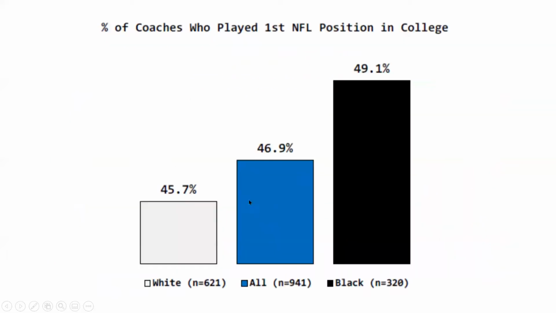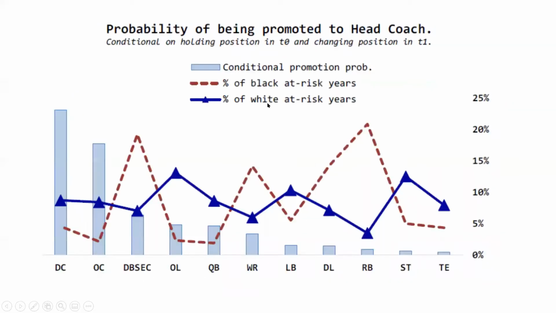And don't worry about this. I think this is maybe a little more complicated than what I wanted to go through. But basically, this is all this was getting at: these bars represent that a defensive coordinator has the highest probability of being hired as a head coach, offensive coordinator next highest, DB coach, offensive line, quarterbacks coach, et cetera, et cetera.